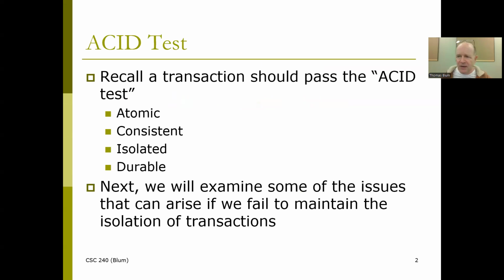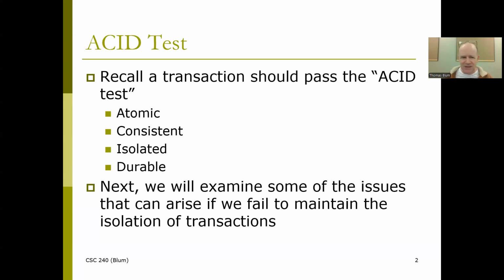Previously we talked about grouping little things you can do in a database, updating various fields of various records, and said that the idea of a transaction was that these little actions should be grouped into an all-or-nothing unit. A transaction should pass what we call the ACID test, where ACID is an acronym. The A stands for atomic, C consistent, I isolated, and D durable.